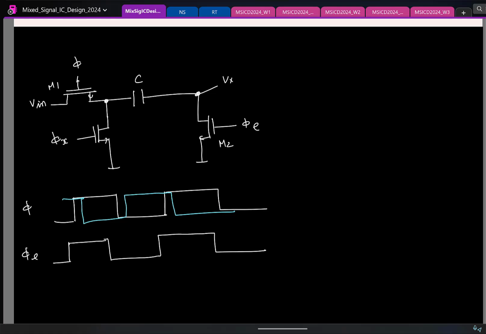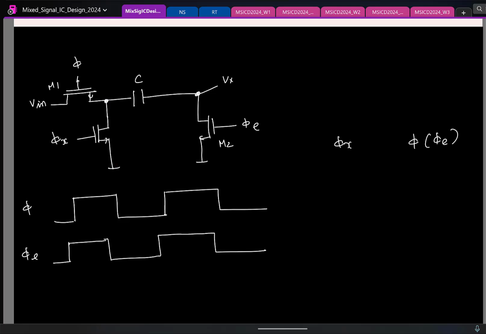Same thing, right? So phi bar will be even more disastrous. If you do phi bar, let's say you get something like this. So once again you have the same thing. The bottom line, the point to note here, is that when phi or phi E is on, my circuit is sampling and tracking the input. Sampling is happening during this phase. Now during phi x, I am trying to ground it and measure the sampled voltage.